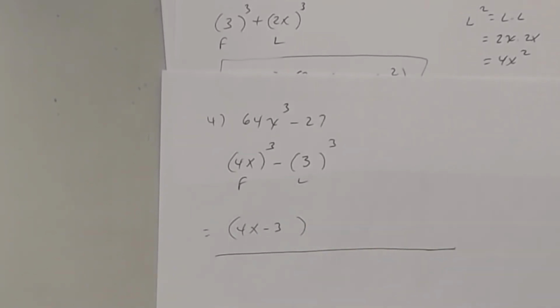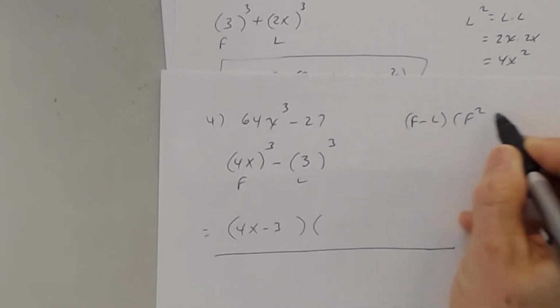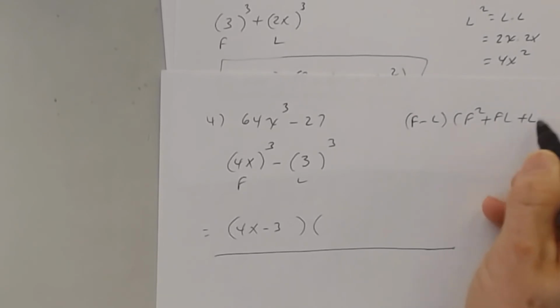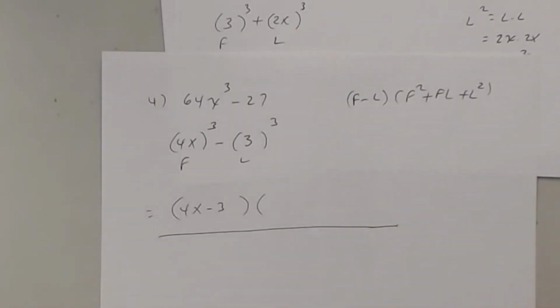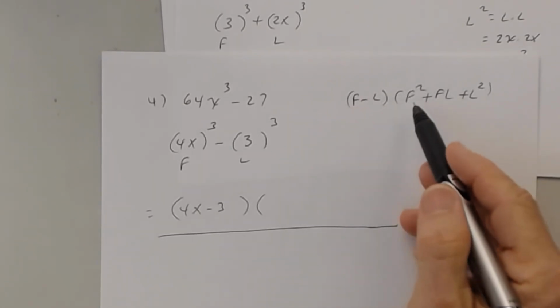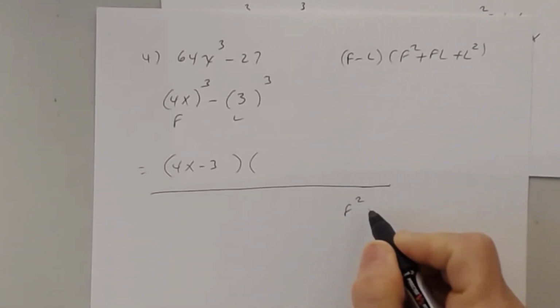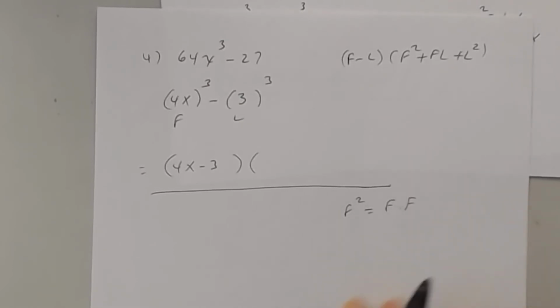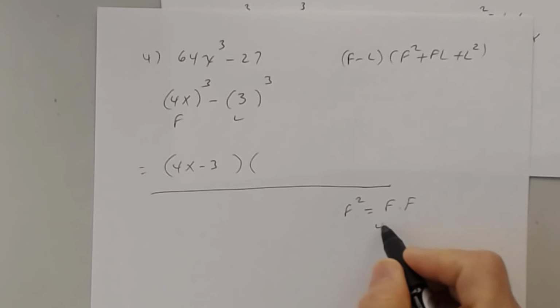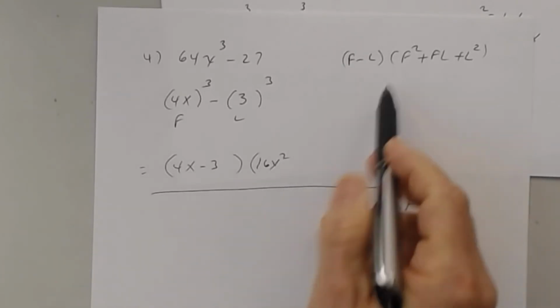All of you should be able to get that part. 4x minus 3. Now the trinomial. Remember, the formula is f minus L times f squared plus fL plus L squared. That's the formula for the difference of two cubes. Notice in my trinomial, the first thing I see is f squared. So if you need to, write out f squared, which means f times f. What's f in this case? 4x. So what's 4x times 4x? 16x squared. So that goes here.